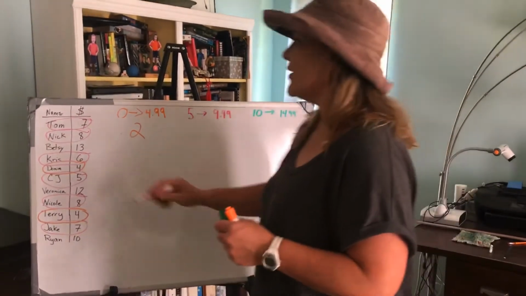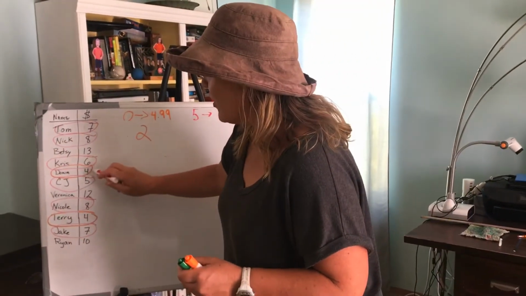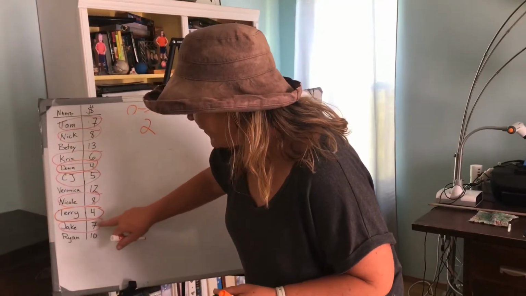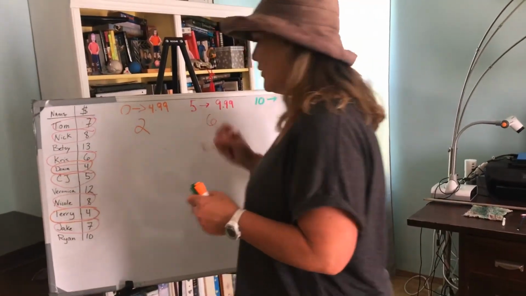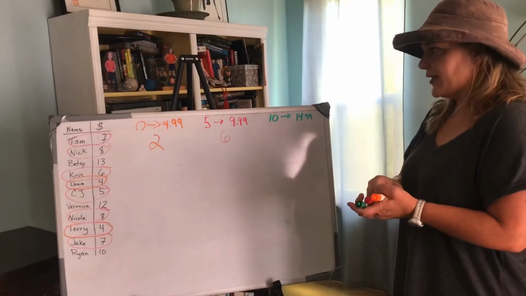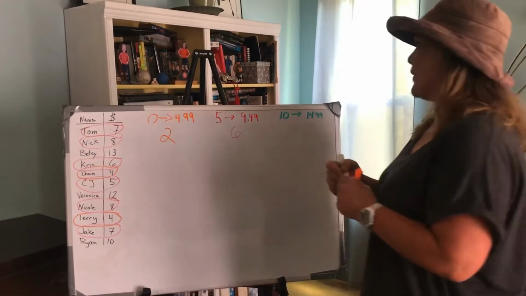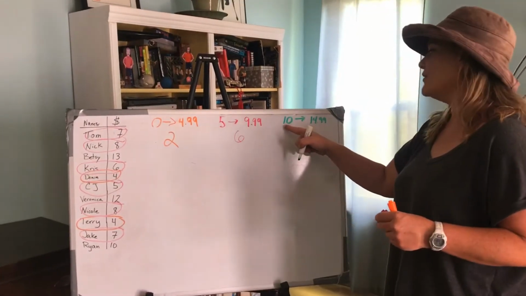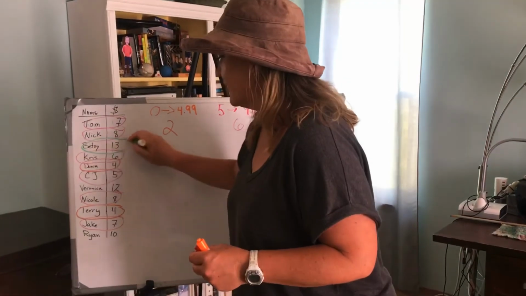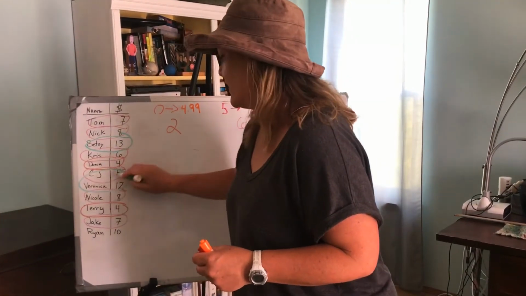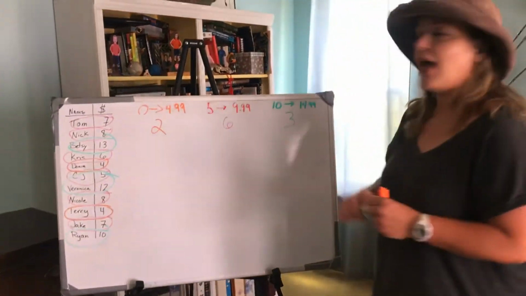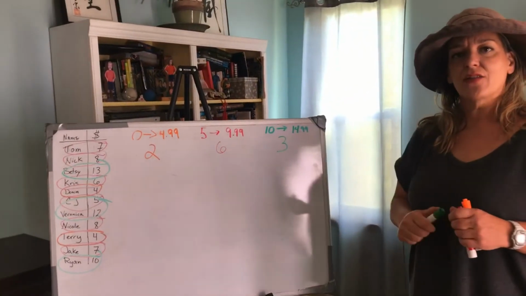So how many do we have? 1, 2, 3, 4, 5, 6. I have 6 people that paid in between $5 and $9.99 for a dog walk. The last bucket is how many people paid in between $10 and $14.99 for a dog walk? Well, Betsy did, Veronica did, and Ryan did. So that's 3 people. Now I have to take this data and turn it into a histogram.